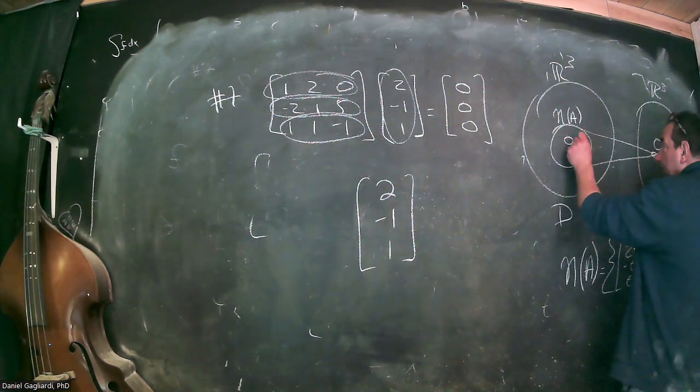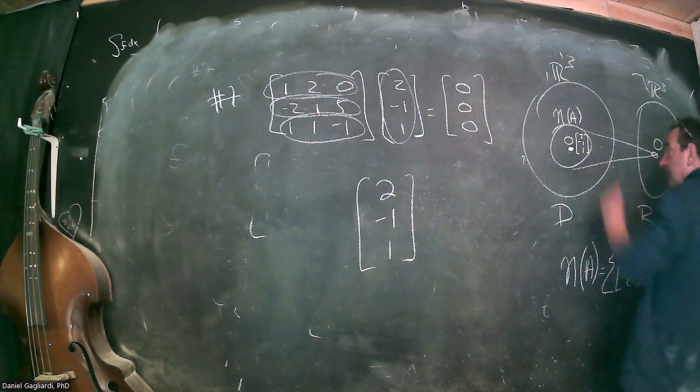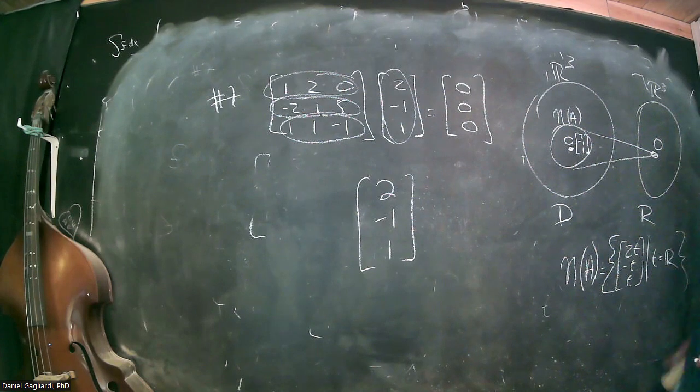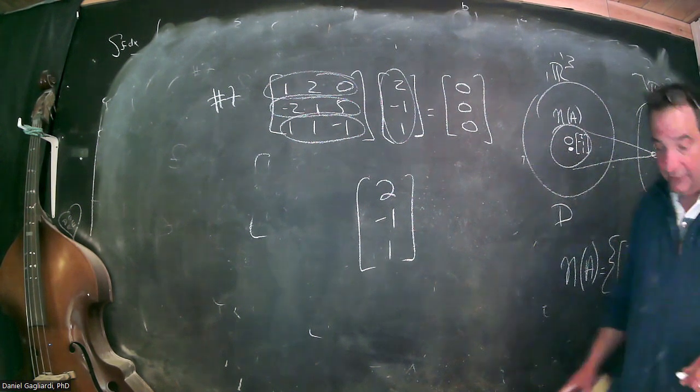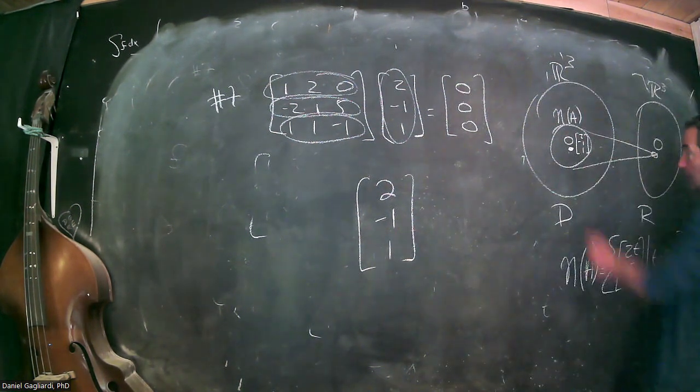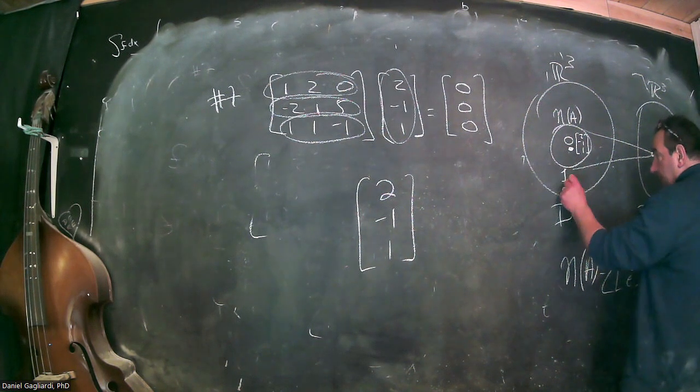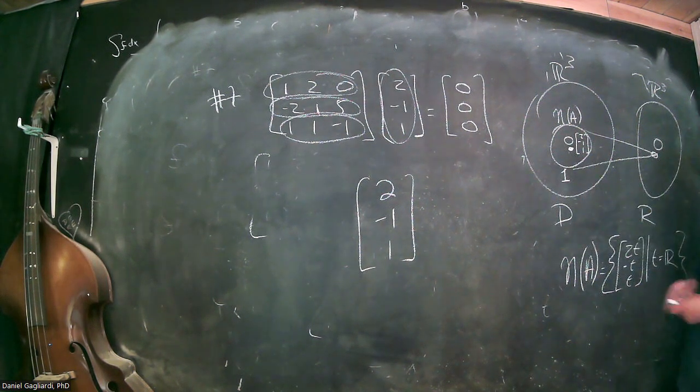The vector 2, negative 1, 1 is a vector that gets sent to the 0 vector in R3. And we can get infinitely many of them. Of course, it's one-dimensional because we have only one free variable. Nevertheless, we can get infinitely many vectors that get sent to the zero vector. Now, I just want to make a comment about this. You see how the null space is one-dimensional, right? I drew it as a circle, but it's really one-dimensional. It's a line in three-dimensional space.